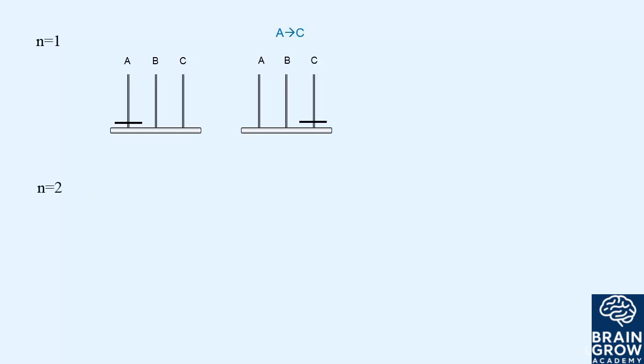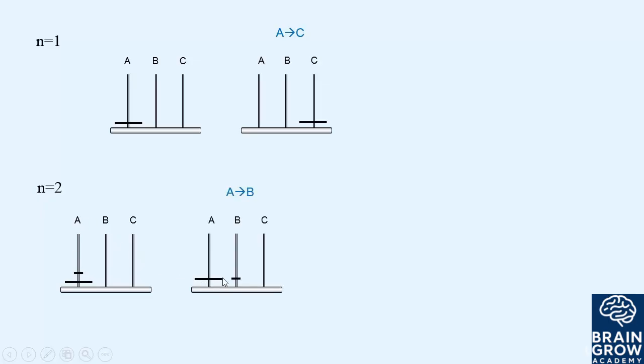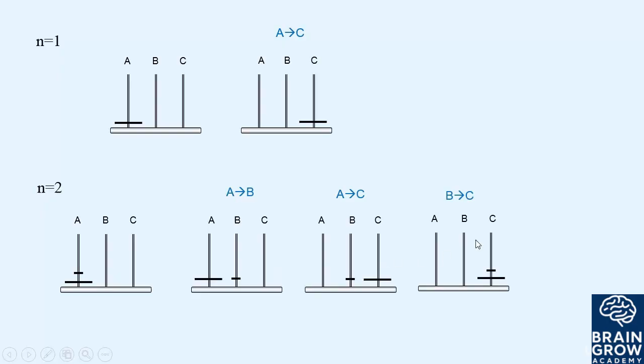Now let's solve the problem for n is equal to 2. In this case, we have two disks on pillar A, and these disks have to be moved to pillar C in the same order. So first we'll move this upper disk from A to B. Then we'll move this lower disk from A to C. Then we'll move this upper disk from B to C. So this is the solution for n is equal to 2. We move the two disks from A to C using B as a temporary pillar.